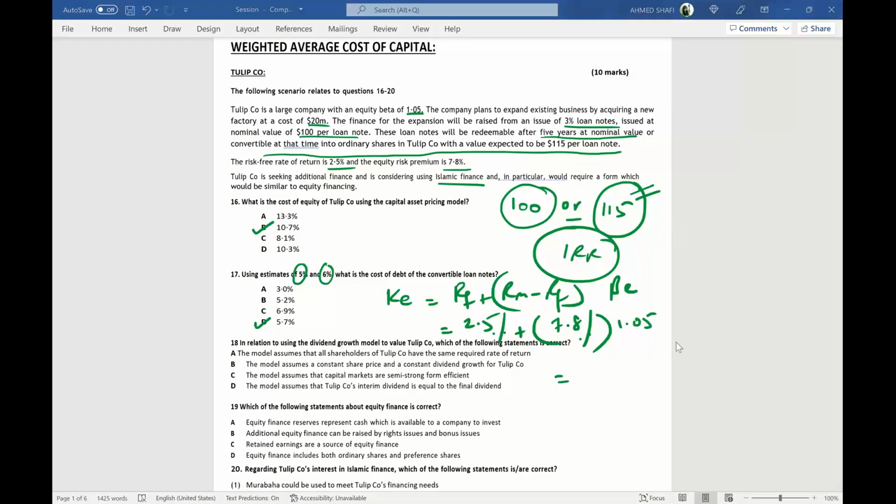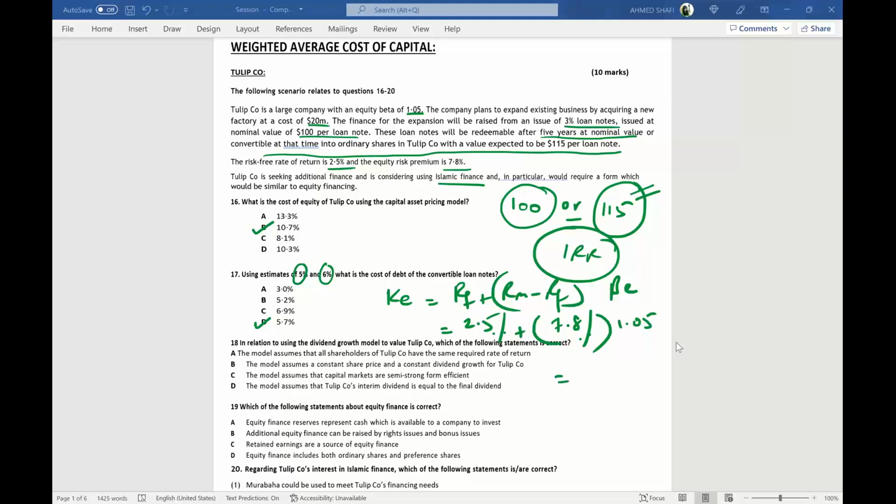Okay, now let's move towards two theoretical requirements and wrap up the topic. We will not be doing the last MTQ because it's from Islamic finance, that's from sources of finance. So let's just do these last two and wrap it up. In relation to the dividend growth model, that's the dividend valuation model, which of the following statements is correct? The model assumes that all shareholders have the same required rate of return. The model assumes a constant share price and constant growth. The model assumes that capital markets are semi-strong form efficient. The model assumes that Tulip's interim dividend is equal to final dividend.